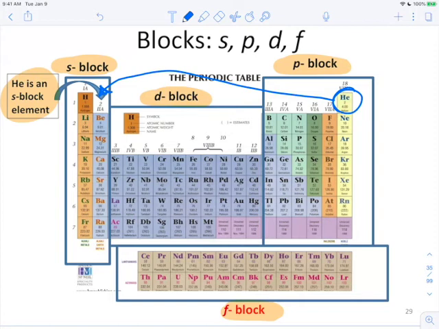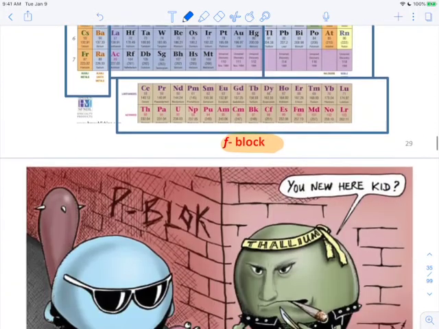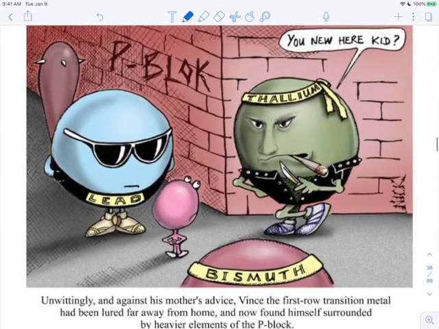All right, so let's go ahead and keep going. And here I've got another cartoon. So at the bottom it says, unwittingly and against his mother's advice, Vince, the first row transition metal, has been lured far from home and now found himself surrounded by the heavier elements of the P block. So just a little chemistry humor. So chemists do love their blocks.